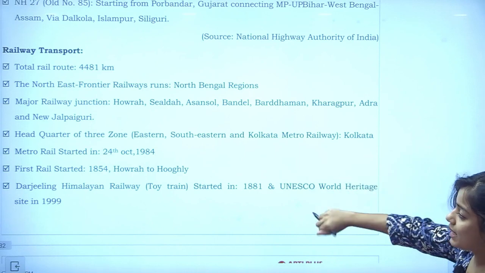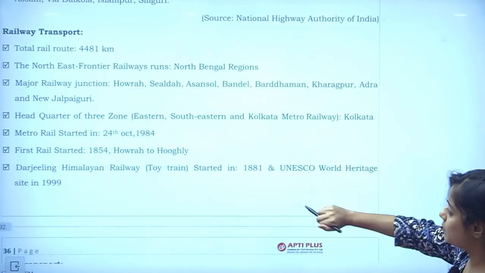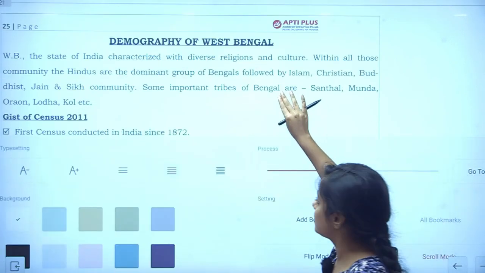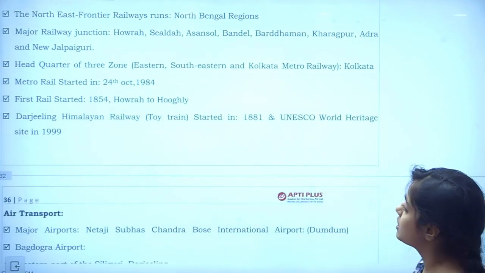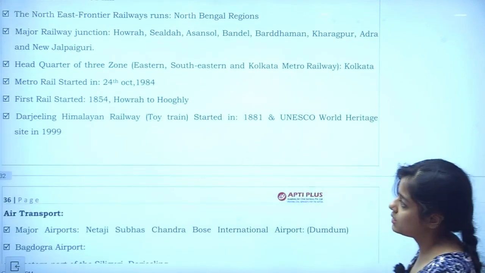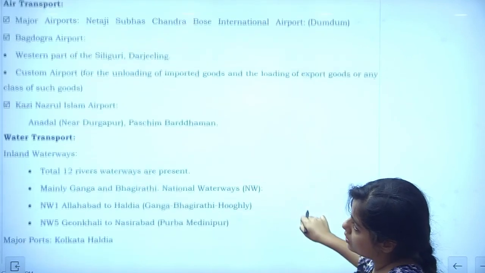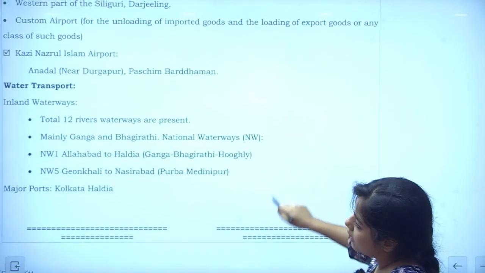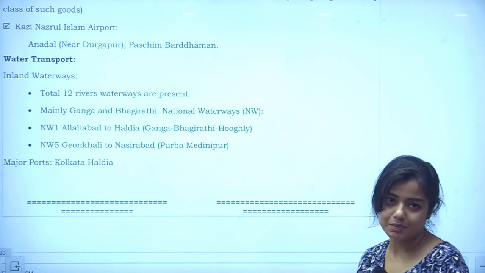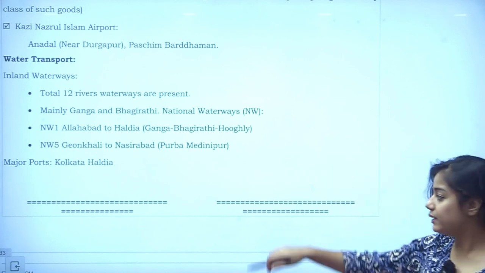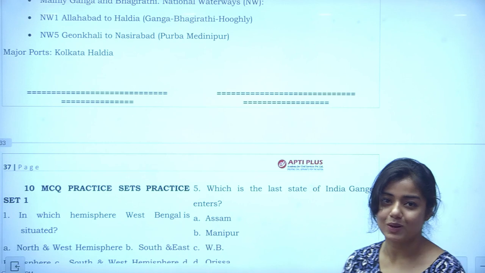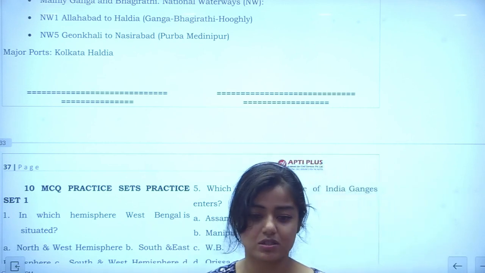We need to learn. I was talking about the Darjeeling Himalayan Railway, a UNESCO World Heritage Site, 1999. And then air transport: which major airports do we have, and also inland waterways, which we can't skip. So here completes our West Bengal geography in a very short gist.